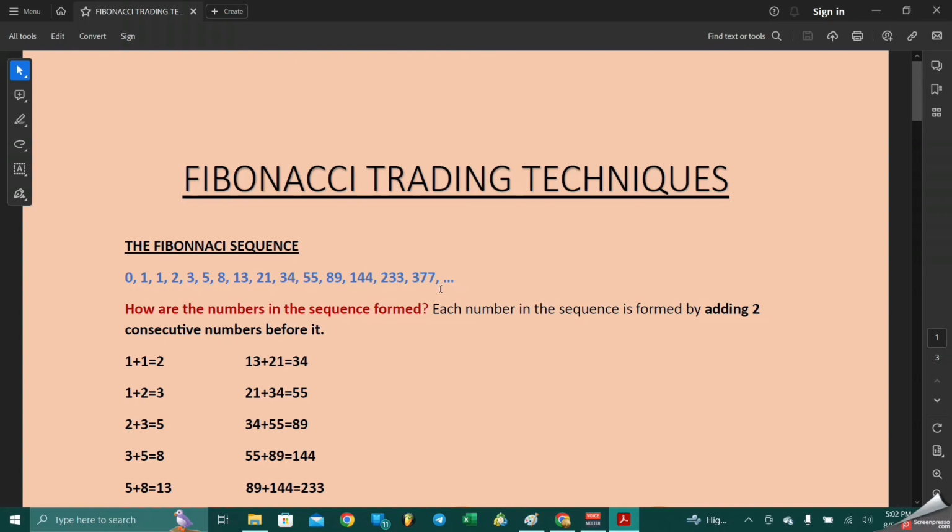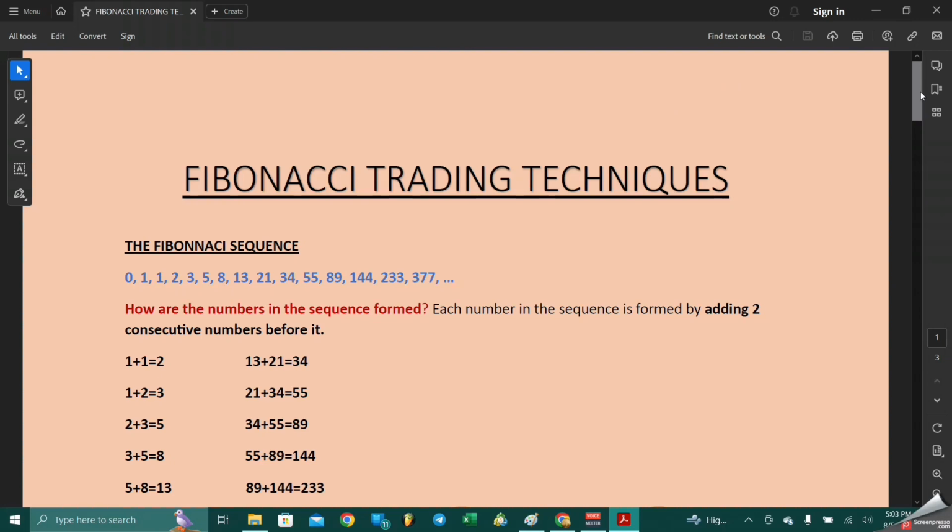So how are these numbers formed? Each number in the sequence is formed by adding the two consecutive numbers before it. Let's take an example. This is the previous number and this is the current number, right? So 0 plus 1 is equal to 1. 1 plus 1 is equal to 2. 2 plus 3 is equal to 5. Just like that. The previous number plus the current number is equal to the next number.